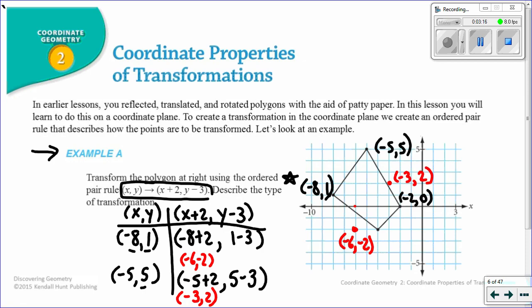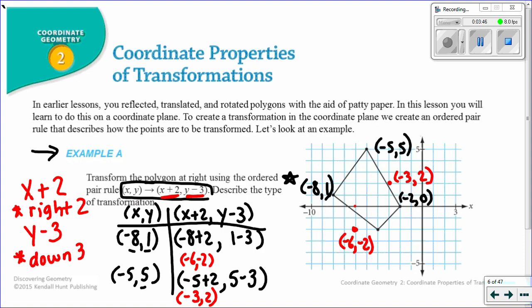Now this is a rigid transformation because really all I'm doing is translating. So what does the x plus 2 really mean? And what does the y minus 3 really mean? In other words, what does this rule tell us we're doing? Well, this just tells me that I am going right 2 units. Y minus 3 tells me that I'm going down 3 units. Okay? So my x rule, or x plus 2, moves me left or right. And my y rule moves me up or down, right?